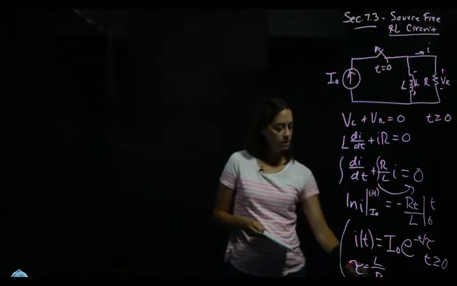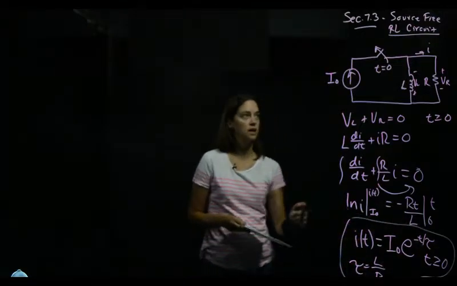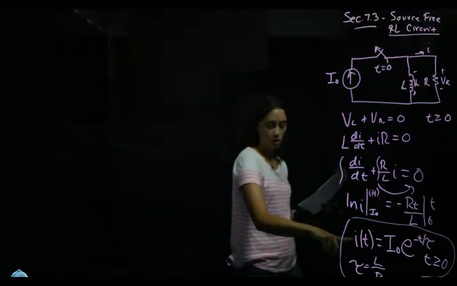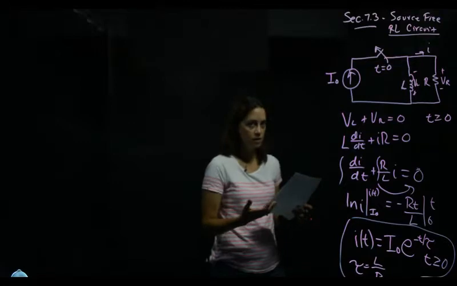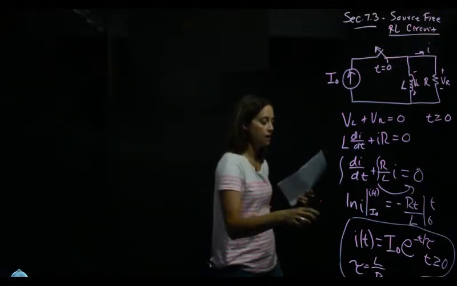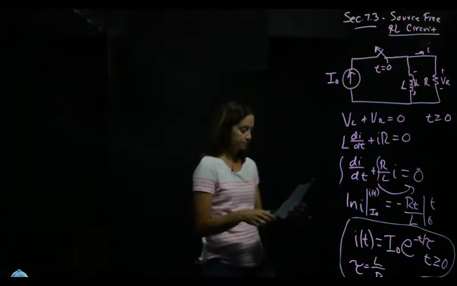So you notice this is very similar to what we got in section 7.2, again for the RC circuit. Difference being now we're talking about current because we're talking about an inductor. So when you think inductor, think current. You think capacitor, think voltage. And our tau is L over R.